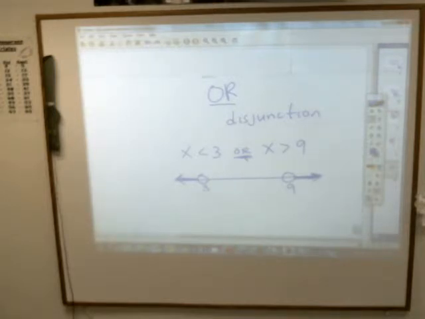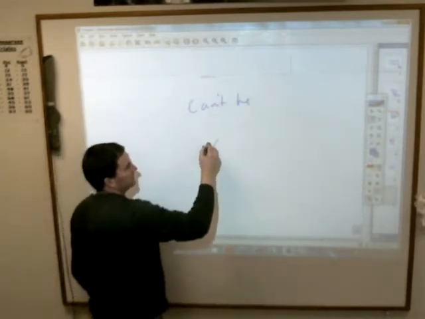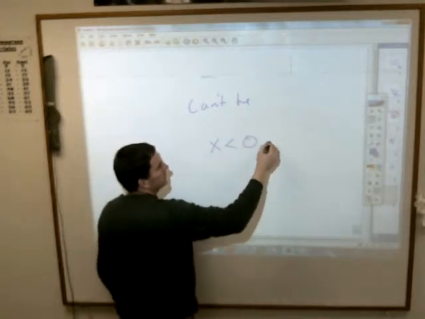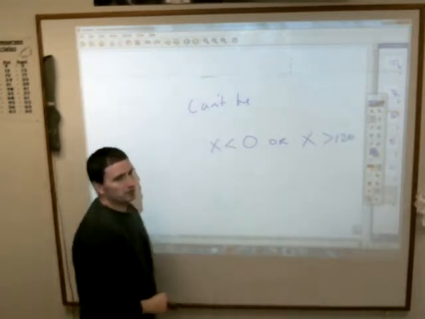If you look at problem number 10 in the book, it says a human being cannot hear a sound that is below 0 decibels and has a pain threshold of 120 decibels. Write a compound inequality that describes the decibel levels that human beings cannot hear or are too painful. So in other words, when it's 0, you can't hear it because it's too low, but when it's 120, you can't hear it because it's too painful. So, what can't you hear? You can't hear when x is less than 0, and you also can't hear it when x is greater than 120 decibels. So there's your disjunction.